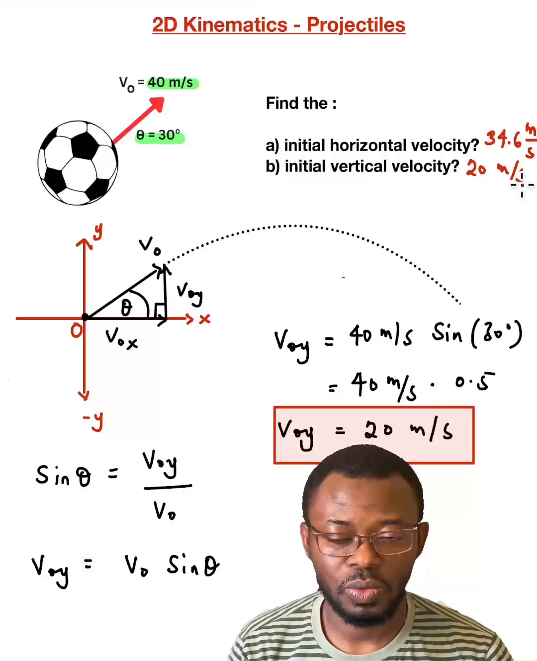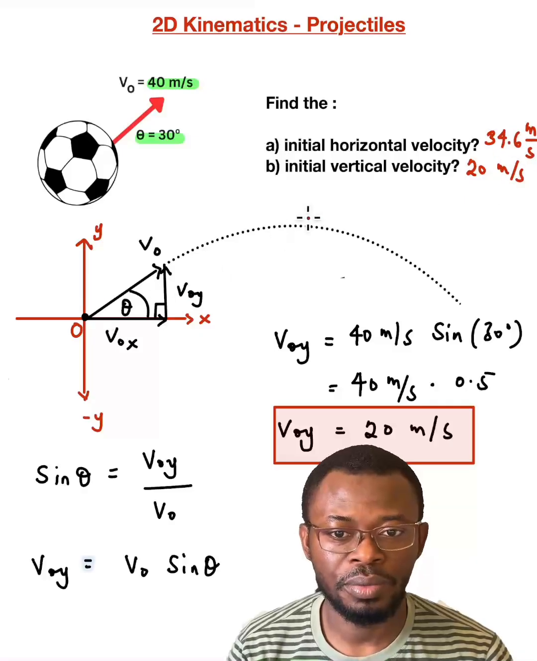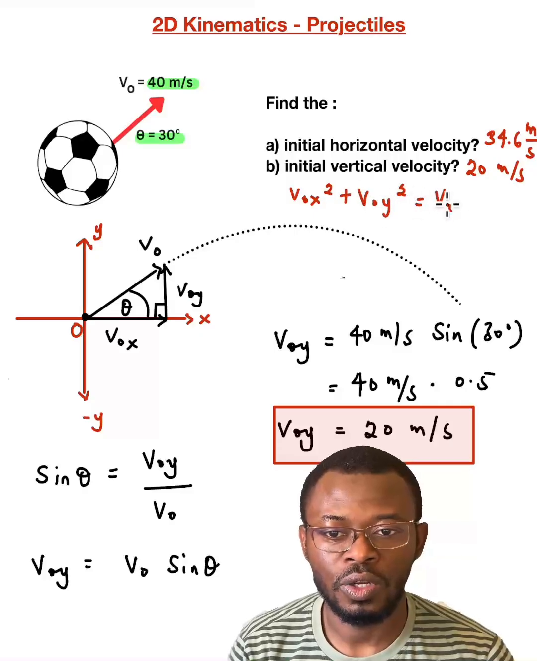We can prove this if we apply the Pythagorean theorem, that is v naught x squared plus v naught y squared should be equal to v naught squared.